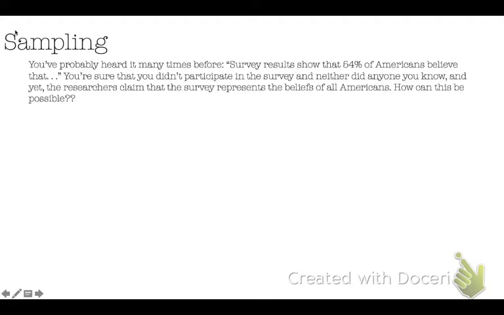Anyway, you've probably heard it many times before, but it'll say survey results show that 54% of Americans believe that, blah, blah, blah. And you're sure that you didn't participate in that survey, and neither did anyone that you know, yet the researchers claim that the survey represents the beliefs of all Americans. How can this be possible? This is why it's so important to question the way that they came up with their data, because sometimes you can skew data to look the way you want it to look.